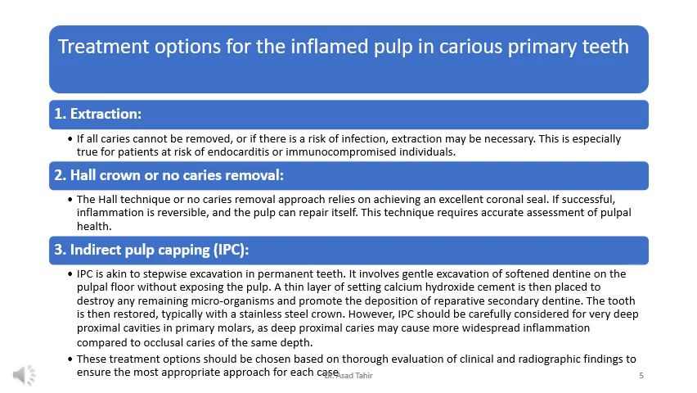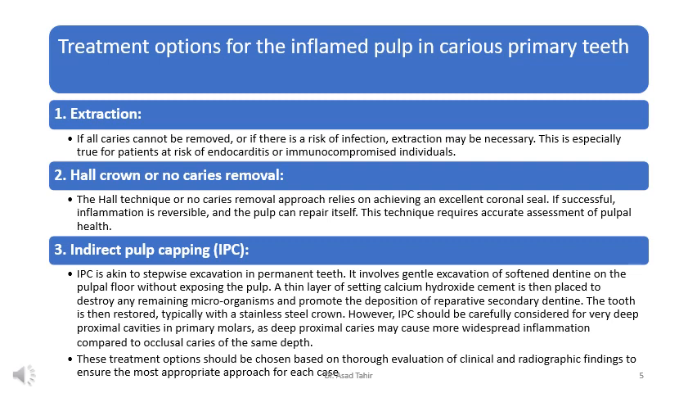Indirect pulp capping, IPC. IPC is akin to stepwise excavation in permanent teeth. It involves gentle excavation of softened dentine on the pulpal floor without exposing the pulp. A thin layer of setting calcium hydroxide cement is then placed to destroy any remaining microorganisms and promote the deposition of reparative secondary dentine. The tooth is then restored, typically with a stainless steel crown.